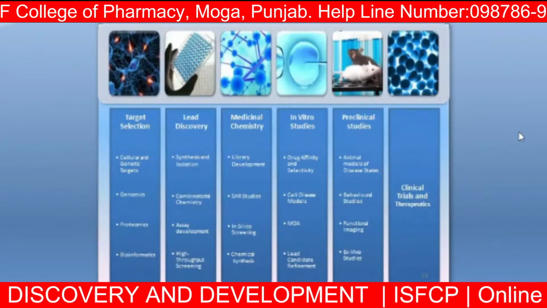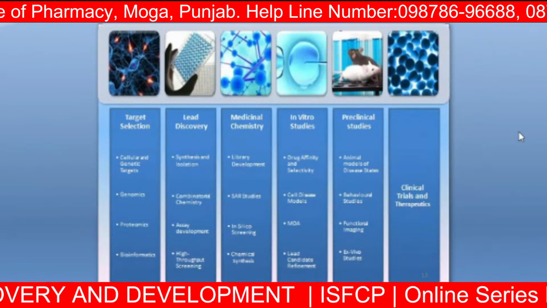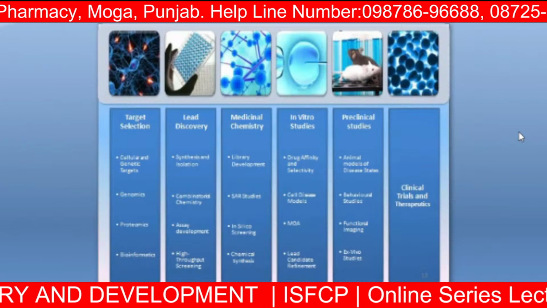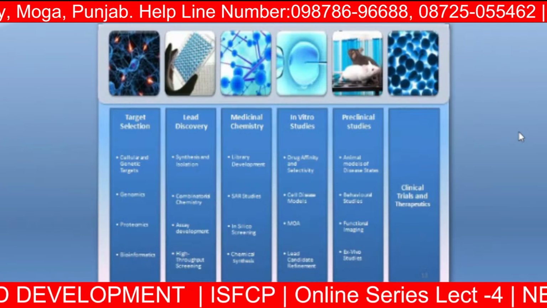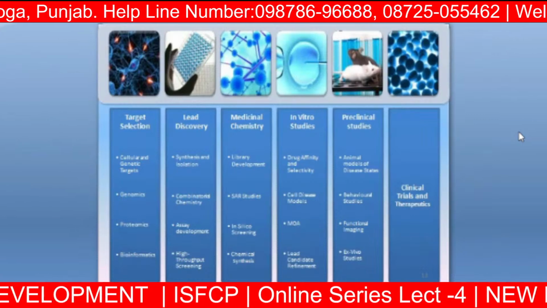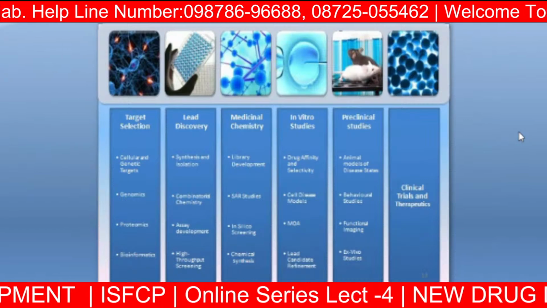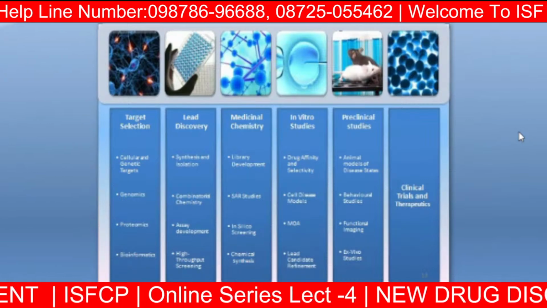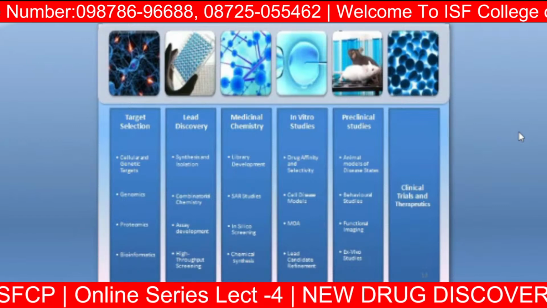Next, the part of the drug discovery is target selection, in which cellular and genetic targets are there. Genomics studies are also there. Proteomics is also there, and bioinformatics, lead discovery, in which synthesis and isolation of compound, combinatorial chemistry, assay development, high throughput screening in case of medicinal chemistry. The main part is library development.